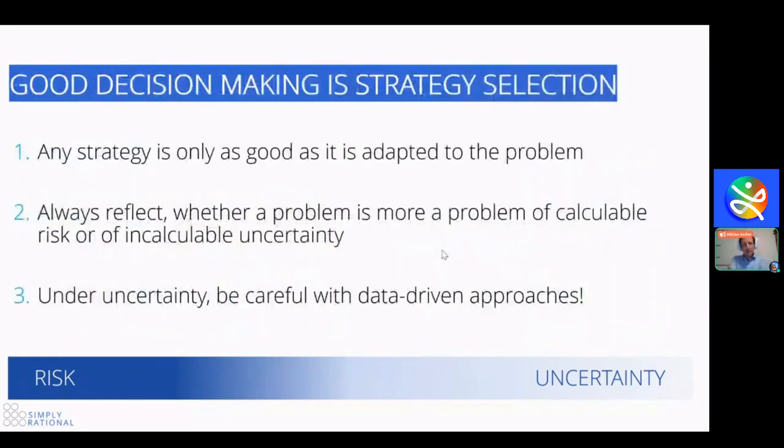So I will wrap it up. I'll say good decision making is strategy selection. And any strategy is only as good as it is adapted to the problem, or rather the decision environment in which the problem is encountered. Always reflect whether a problem is more one of calculable risk or incalculable uncertainty. And under uncertainty, be very careful with data-driven approaches.